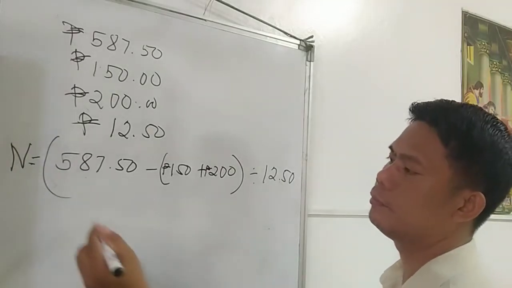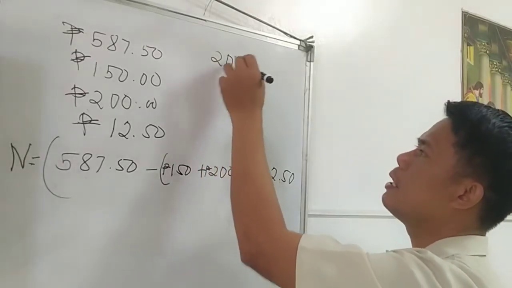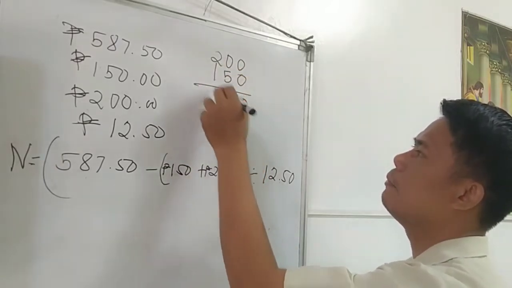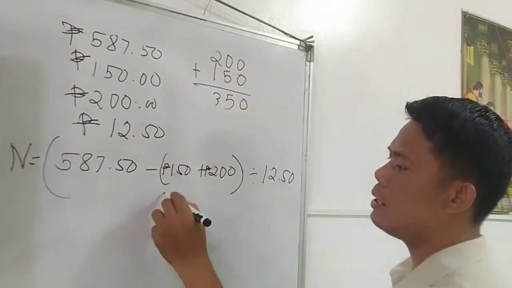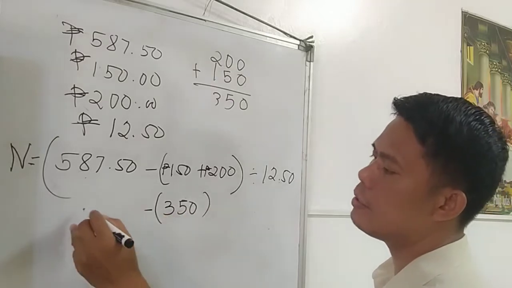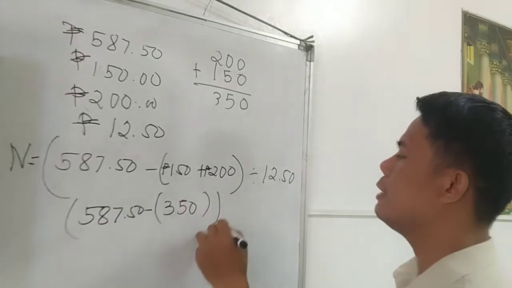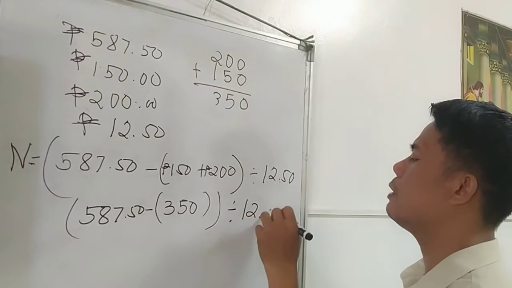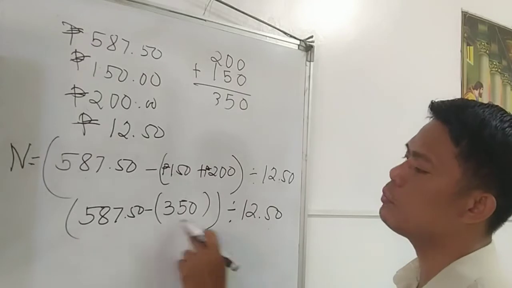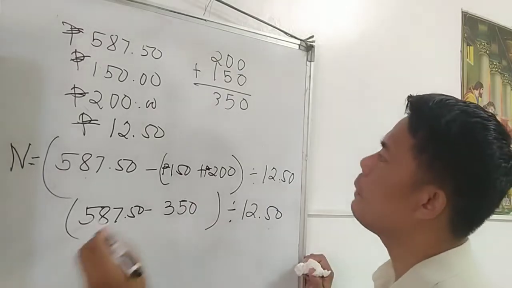Now, we have to get the sum. So, we have 200 pesos plus 150 pesos. So, we have 5, then 3. So, this one is 350 pesos. Then we subtract: we subtract 350 from 587 and 50 centavos. Then the remaining, we are going to divide it by 12 and 50 centavos. Now, we're going to subtract. So, we have 500.